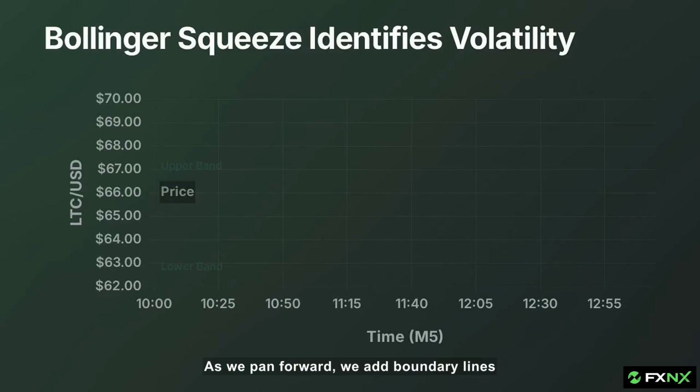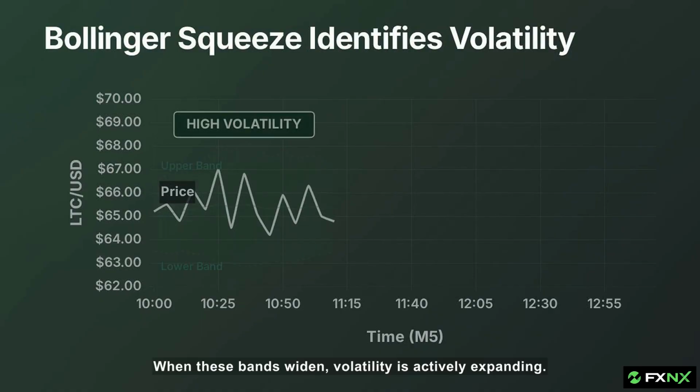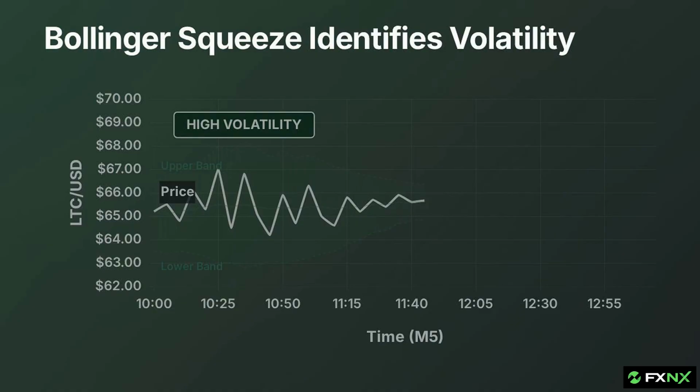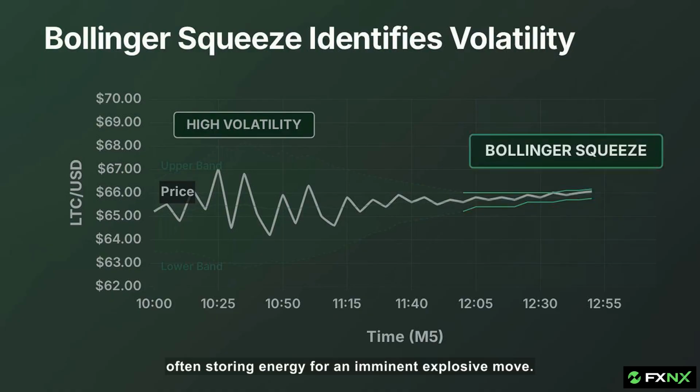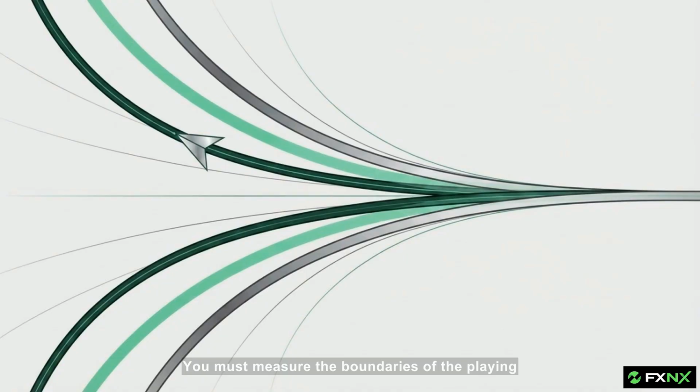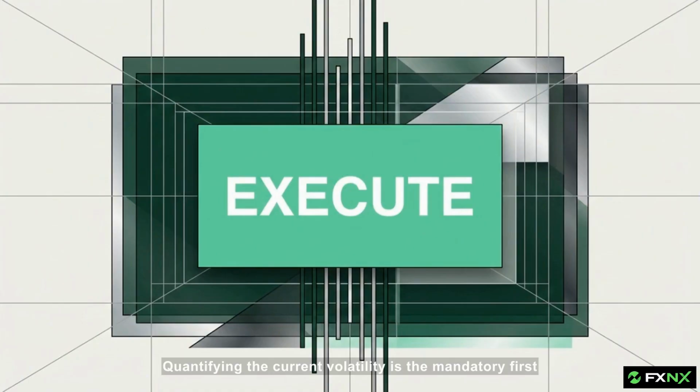As we pan forward, we add boundary lines called Bollinger Bands. When these bands widen, volatility is actively expanding. When the bands contract, the market is compressing, often storing energy for an imminent, explosive move. You must measure the boundaries of the playing field before you step onto it. Quantifying the current volatility is the mandatory first step before executing a single trade.